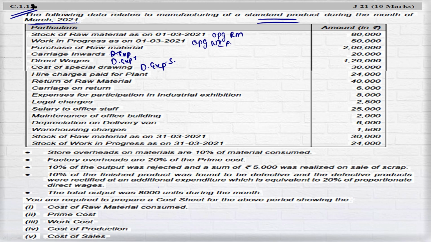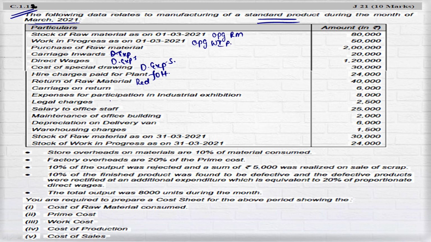Hire charges paid for plant. You will have to tell me what to do with hire charges paid for plant. I have explained you in previous question. I can add it in direct expenditure if this plant is used only to manufacture this standard product. If this plant is common for manufacturing other products also, then it will be added to factory overhead. I am adding it in factory overhead as in previous question. Sir, if we add it in prime cost, your answer is absolutely correct. Return of raw material will be reduced from raw material.